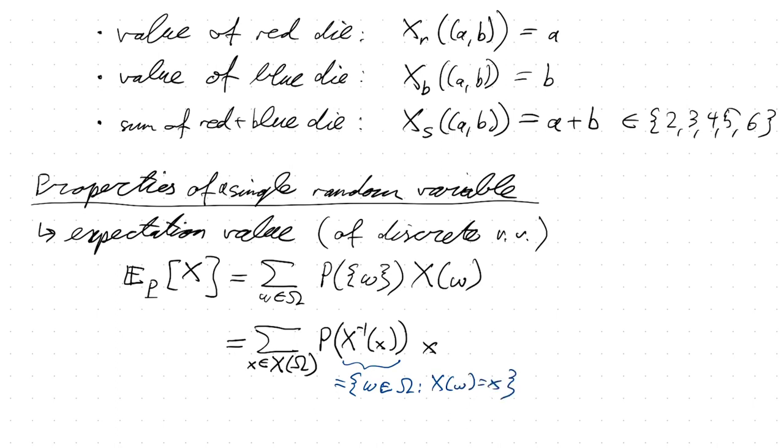If you define it like this, then you don't have to assume that the probability measure is defined on all these single-value events. It only has to be defined on the events that lead to a consistent value of the random variable. And you can convince yourself using the axioms of the probability measure that these two definitions are equivalent if the probability measure is defined on both of these types of events.